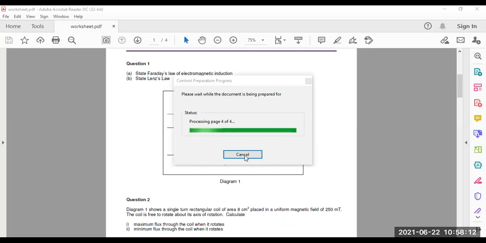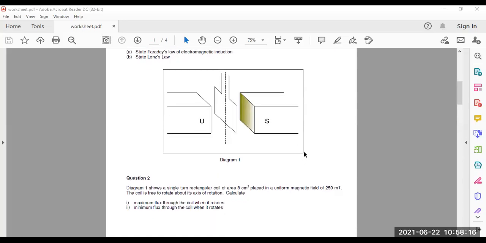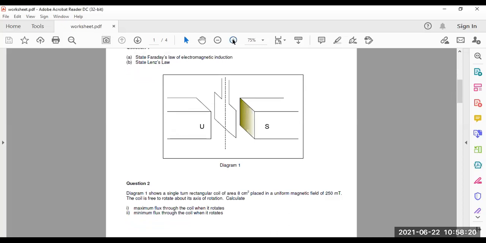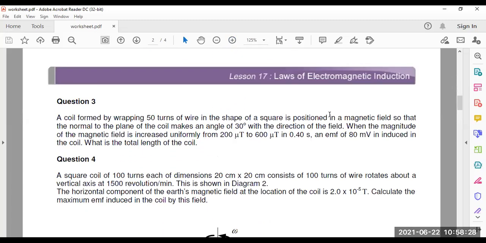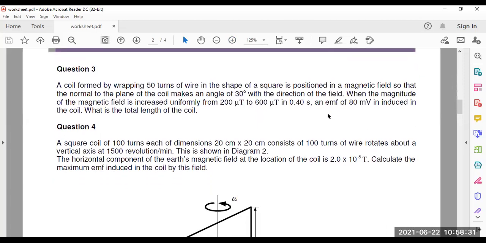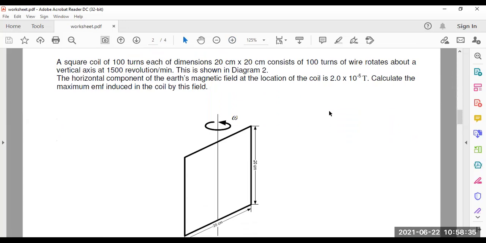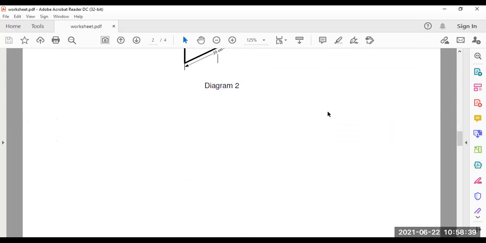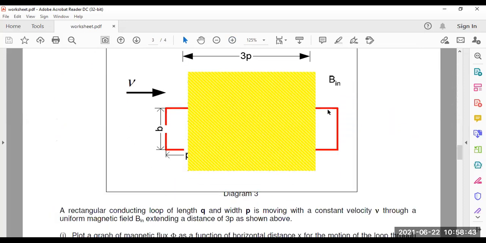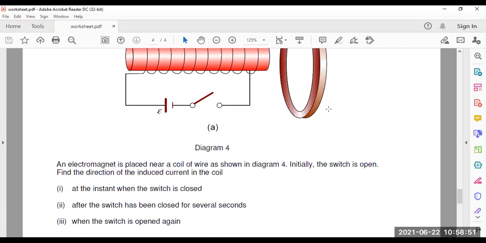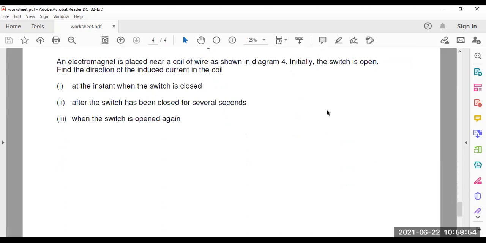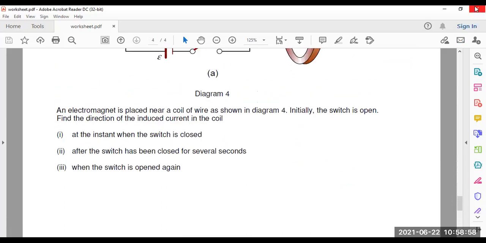Here are the questions for today. We have question 1. Sorry, question 2. Let me zoom in a bit. Question 2. Question 3. Question 4. Question 5. Question 6. That's all. Okay, so please solve the six questions and check the answer.